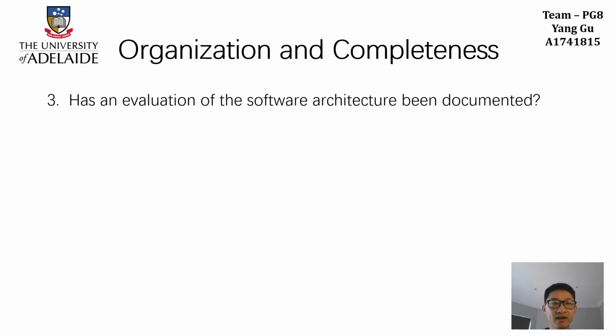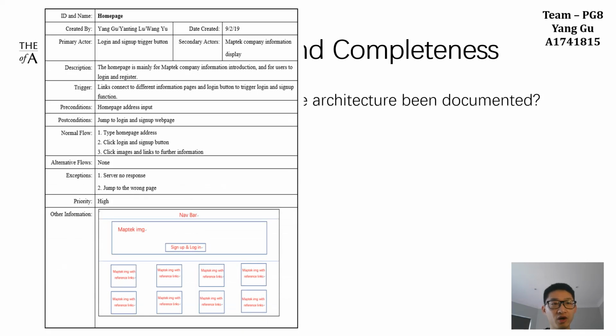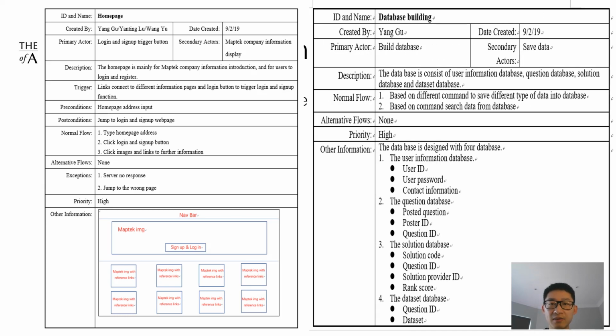The next question is: has an evaluation of the software architecture been documented? We think the software architecture evaluation should cover all the user requirements. If all the user requirements are passed, then we think the system should pass the evaluation also. For example, this is the homepage requirements. All the specifics are listed in the table, and the prototype is also shown at the bottom. And for the database, because it's not available for users to see, we designed the database exactly the same as we planned in the four parts.